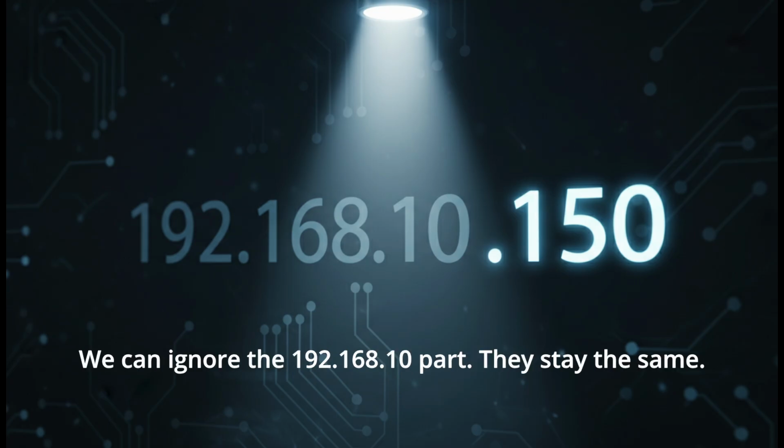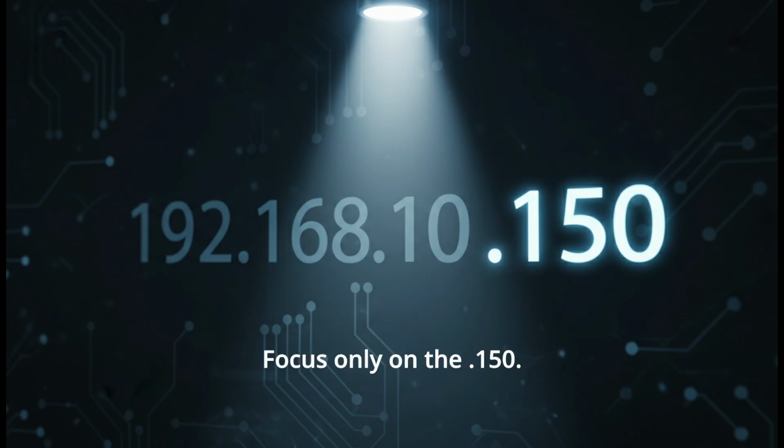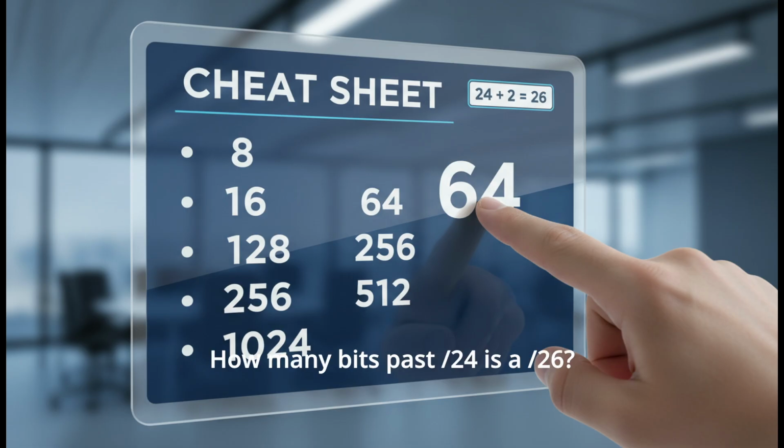We can ignore the 192.168.10 part. They stay the same. Focus only on the .150. Step 2, find the magic number. How many bits past /24 is a /26? It's 2 bits. 24 plus 2 is 26.